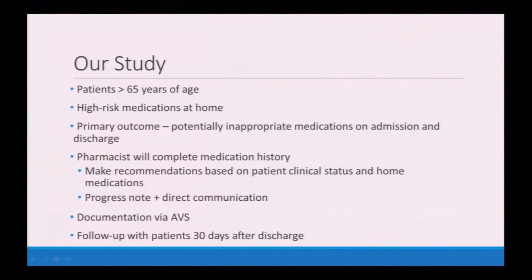And so finally, I'll talk a little bit about the study we're doing here. So we as a pharmacy are including patients over 65 years of age admitted to the trauma service. We're specifically looking at high-risk medications at home. Our primary outcome is potentially inappropriate medications on admission at discharge. And so for each patient that qualifies, we will be completing a medication history and making recommendations based on the patient's clinical status and their home medications.